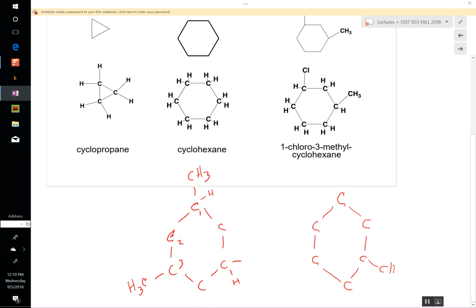If I had a methyl here, notice that if I just flip this over there, this molecule would lay right on top of that molecule. So there's nothing different between this molecule and that molecule. They're identical. I'm just rotating the molecule around. It's not changing the way the things are arranged with one another. Okay.